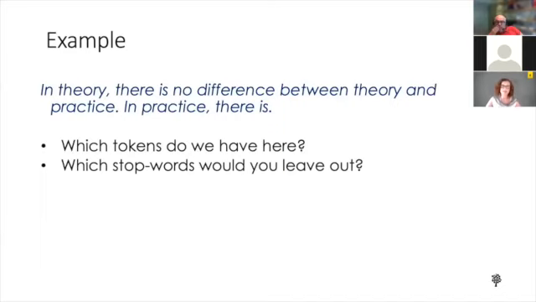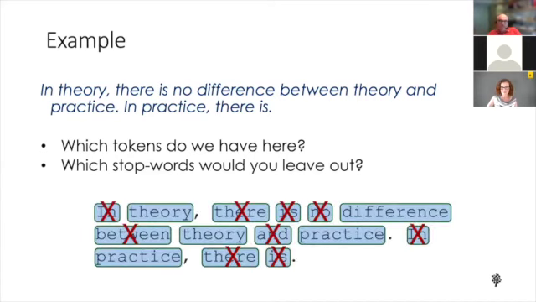This is a very short document, but if you want to classify tweets from Twitter, they will also be rather short, but mostly this is short for example purposes. The text reads, in theory, there is no difference between theory and practice. In practice, there is. So which tokens do we have here, and which stop words would we leave out?